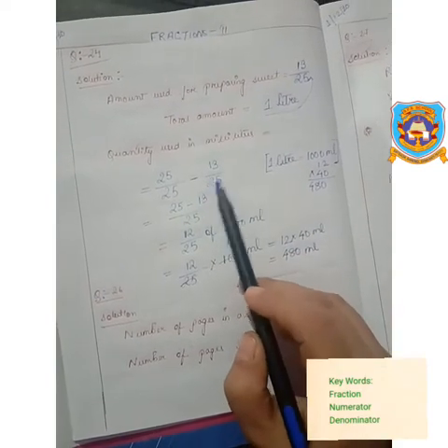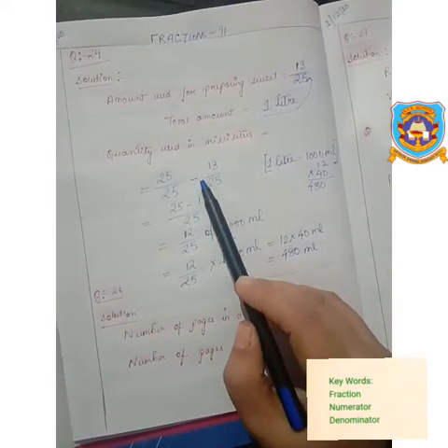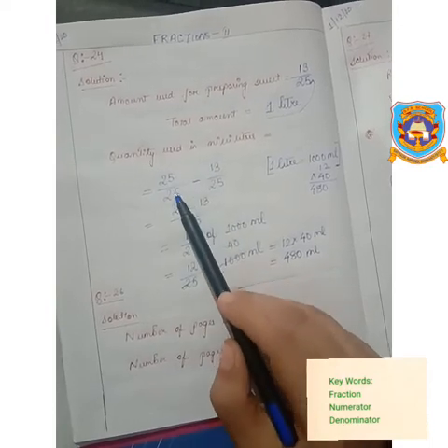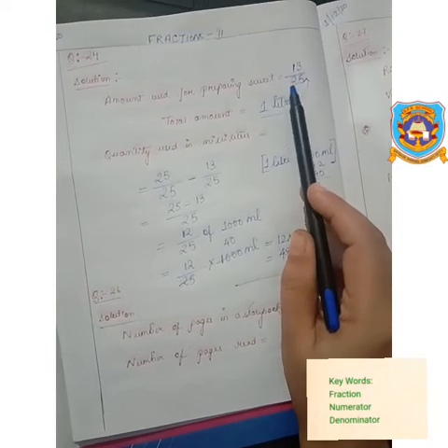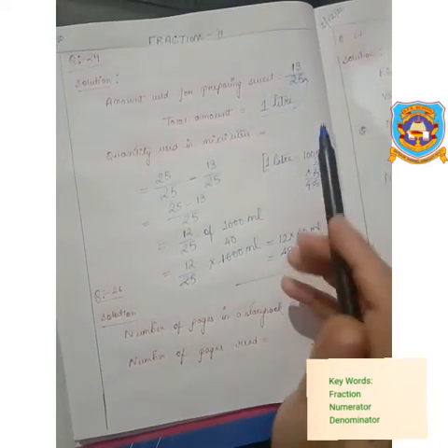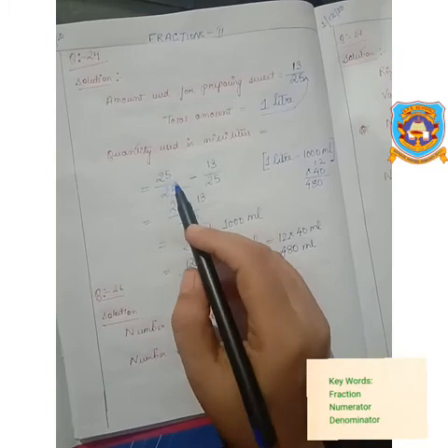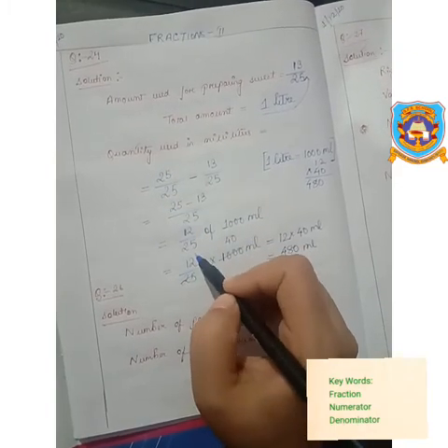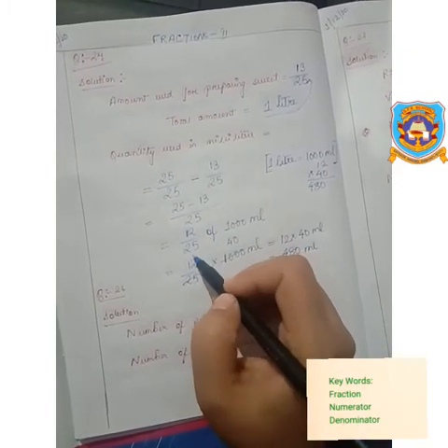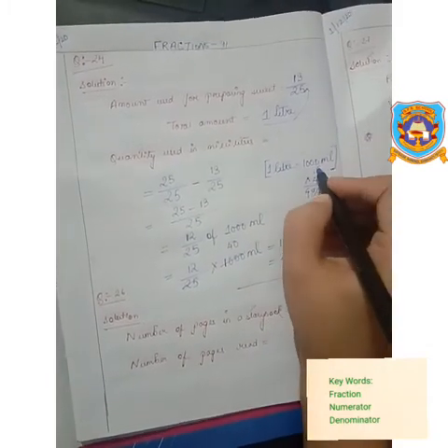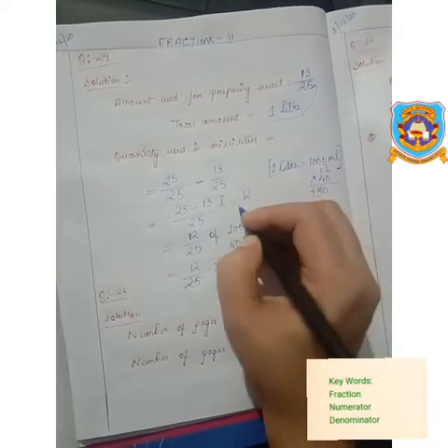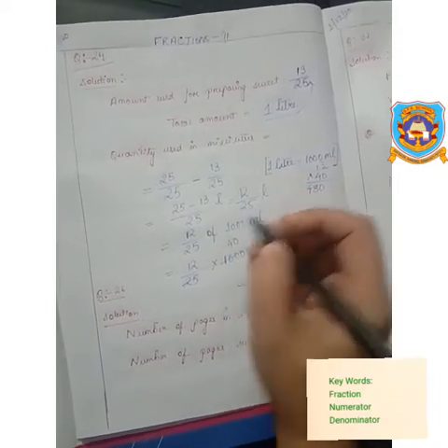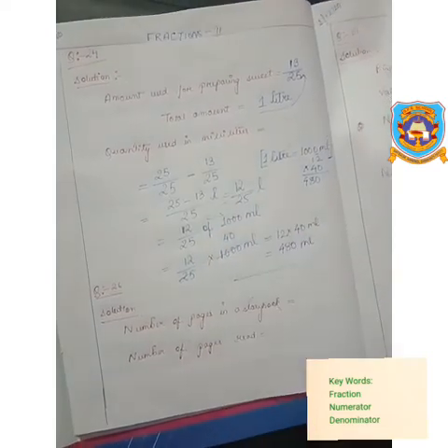Okay children, so in this way you have to find in this question the amount used for preparing sweet. You have to find from the whole, and the whole is what? 25 by 25, because here the milk is being divided into 25 equal parts. These 25 equal parts are the whole, so 25 by 25 becomes a whole. After subtracting, we are getting 12 by 25. Now we have to express from liter to milliliter. 12 by 25 is also liter only. Then this we have to express as milliliter.